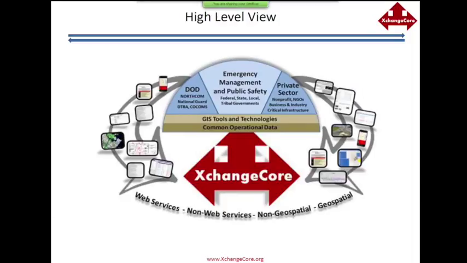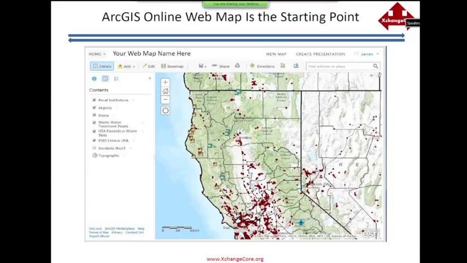I want to give you a little bit of background because there are some components that we're going to be looking at. We're going to look at ArcGIS Online, we're going to look at the connector, and then we're going to look at other applications that are going to be using that information. So ArcGIS Online Web Map is the starting point. A web map is an accumulation of different components. It consists of layers of geospatial data.